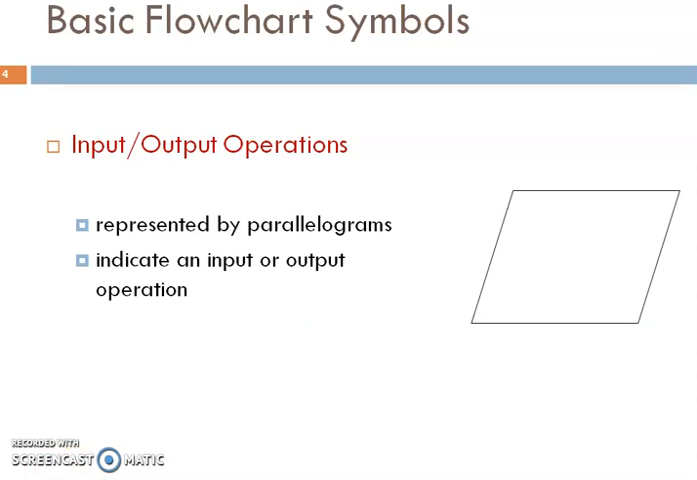Second symbol is the parallelogram that is used for representing the input or output operation. Suppose I have to input some value, I can use a parallelogram with the text a equal to 5 if I am inputting value 5 for the variable a. Similarly, if our program is to deliver some output, that also can be represented using a parallelogram affixed with, say, b equal to 75. That means b will be given as output. We get the value 75 on the screen.